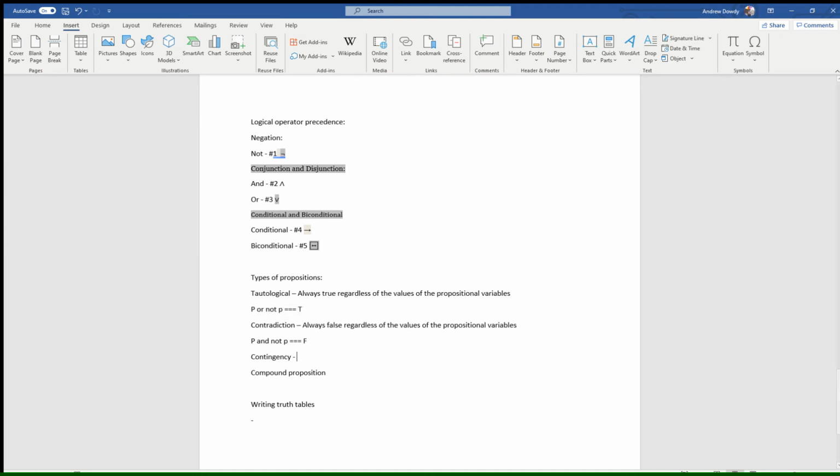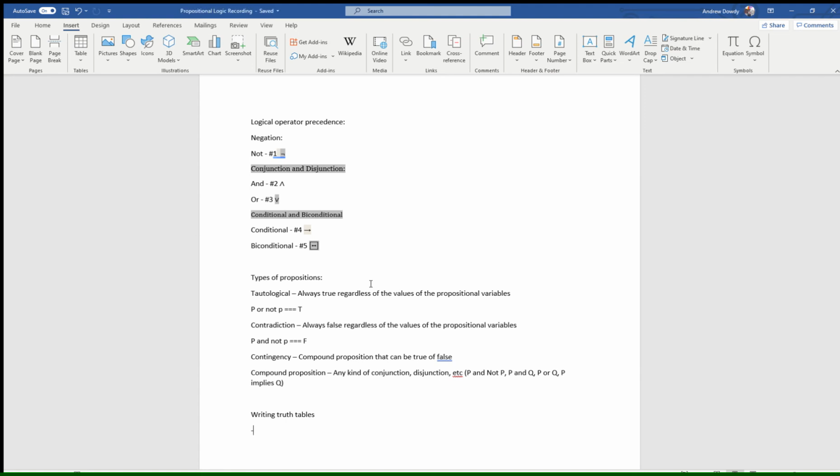Moving on, a contingency is every other type of proposition. So this is a compound proposition that can be true or false. And what is a compound proposition? It's any kind of conjunction, disjunction, etc. So P and not P, or P and Q, or P or Q, or P implies Q, and so on and so forth. Now, the final part of this video is rules for writing truth tables.